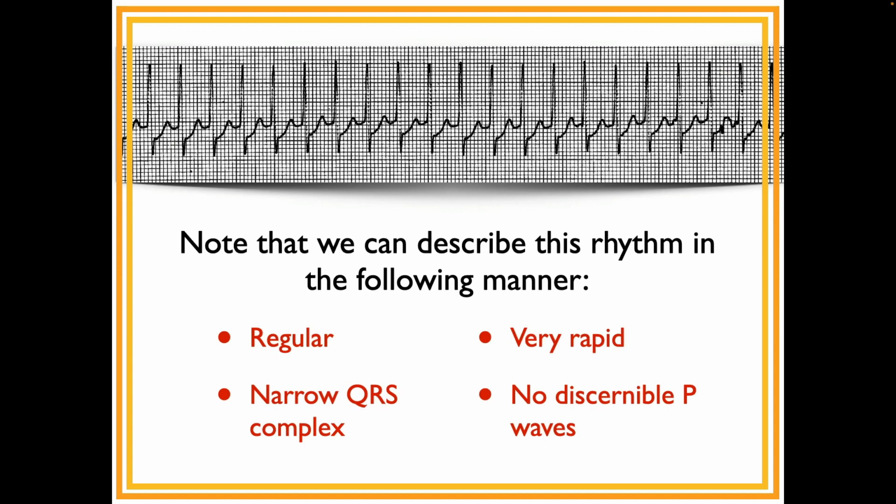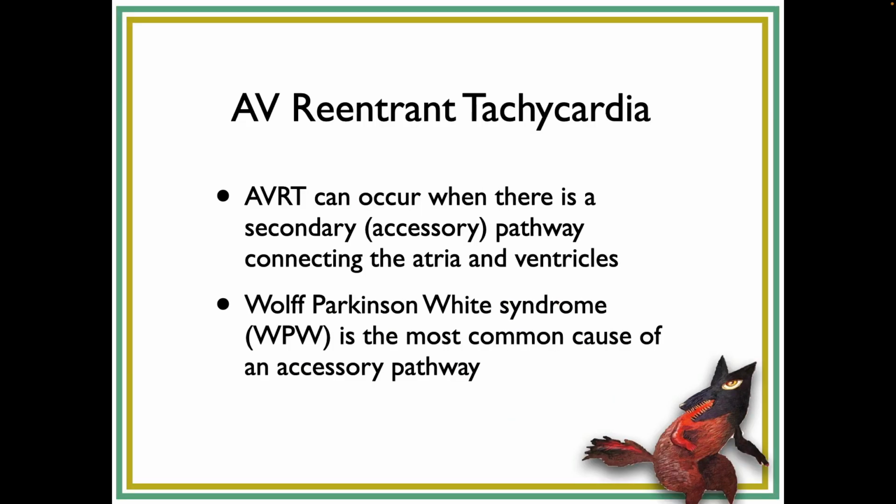The way we describe this umbrella, this basket of rhythms, is they're very regular. Remember that a re-entry circuit is very regular, very rapid. Narrow QRS complex because it's still supraventricular, and there are no discernible P waves. So we now have three out of four of our SVT rhythms: atrial tach, junctional tach, AVNRT, and all we have to finish it off is AVRT, AV re-entry tach.